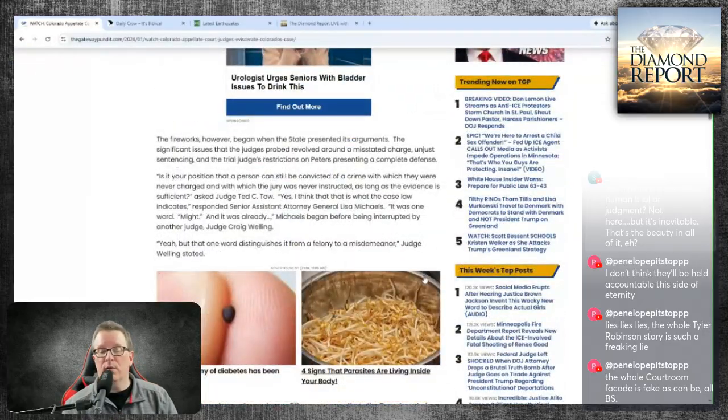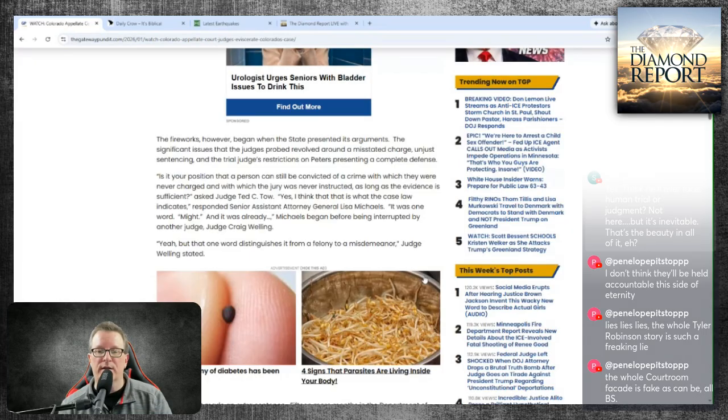The fireworks, however, began when the state presented its arguments. The significant issues that the judges probed revolved around a misstated charge, unjust sentencing, and the trial judge's restrictions on Peters presenting a complete defense. And this is a quote here: Is it your position that a person can still be convicted of a crime with which they were never charged and with which the jury was never instructed as long as the evidence is sufficient? Asked Judge Ted Tao.